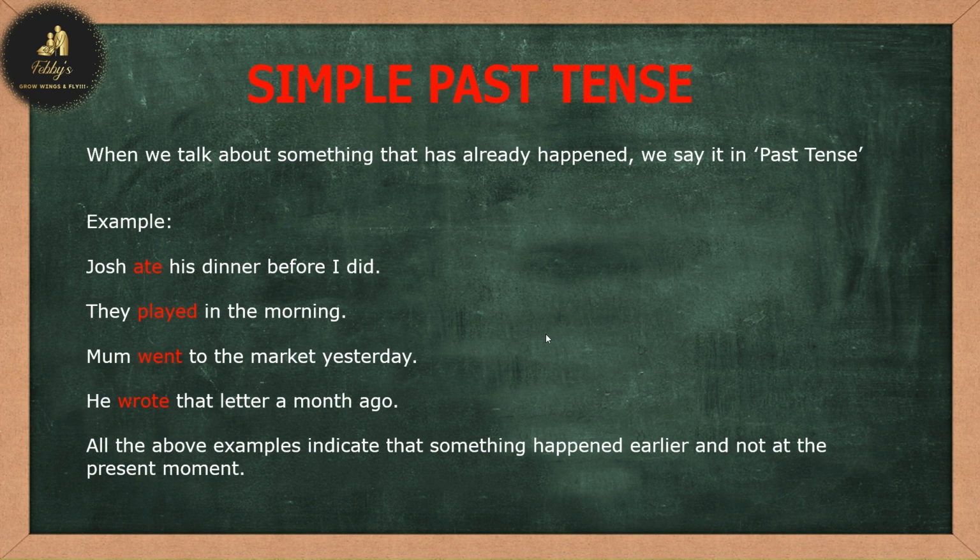It is now time to have a look at the past tense. When we talk about something that has already happened, we say it in past tense. Example: Josh ate his dinner before I did. They played in the morning. Mom went to the market yesterday. He wrote that letter a month ago. All the above examples indicate that something happened earlier and not at the present moment.